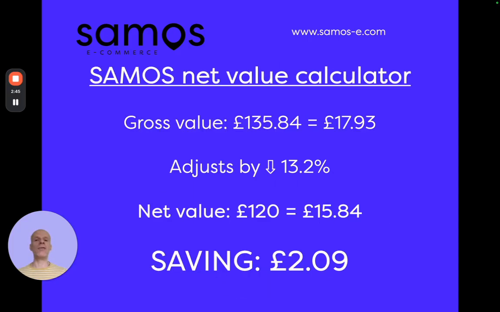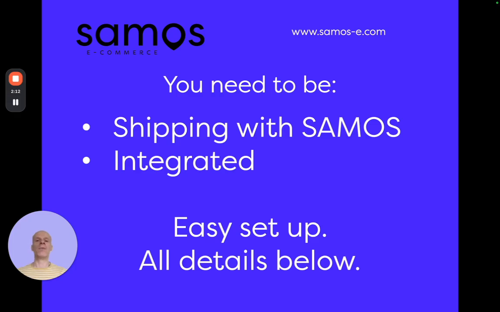So what we've done is we've created the Samos net value calculator. So what happens is if we get the gross value through from you at 135.84, in that example we had on the previous slide, we adjust this. We have a tool in our system. It enables you to adjust this and put in the correct percentage to bring that gross value back down to a net value, which is what it should be, of £120. Your duties and taxes would then be 15.84 in this example, as opposed to 17.93. So as I say, then you have a saving of £2.09.